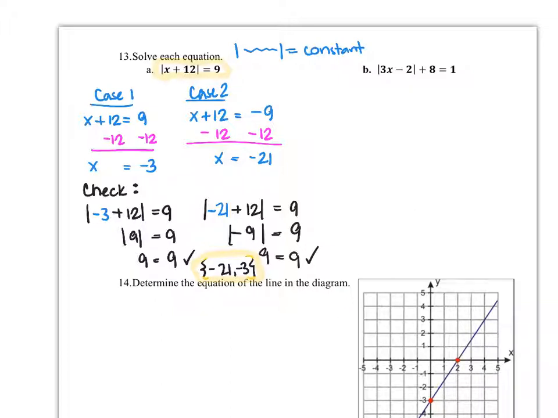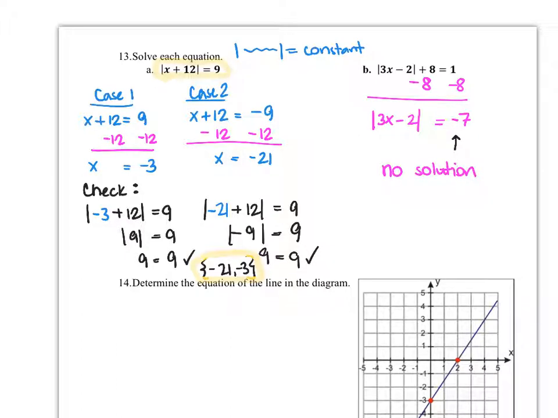Now let's take a look at 13b. In 13b, we notice that it's not in the form that we need, so the first thing that we are going to do is get rid of that 8. So we subtract 8 from both sides, and we end up with the absolute value of 3x minus 2 is equal to -7. And hopefully you recognize that this is not possible because we can't have a negative value come out of an absolute value expression. So what that means is on this one we have no solution, and that is our final answer for this question.